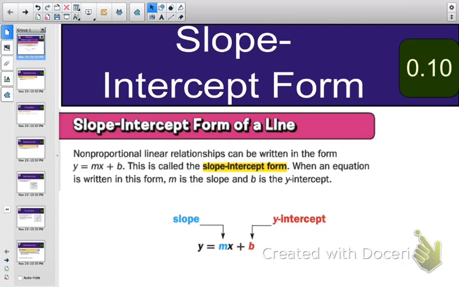The reason it's called slope-intercept form is because m represents your slope, b represents the y-intercept. And then y and x are just your variables. So y and x don't change. M and b are what we call parameters. Those are just constant numbers, so we plug numbers in for those. Y and x are our two variables that we're using. So m is the slope and b is the y-intercept.